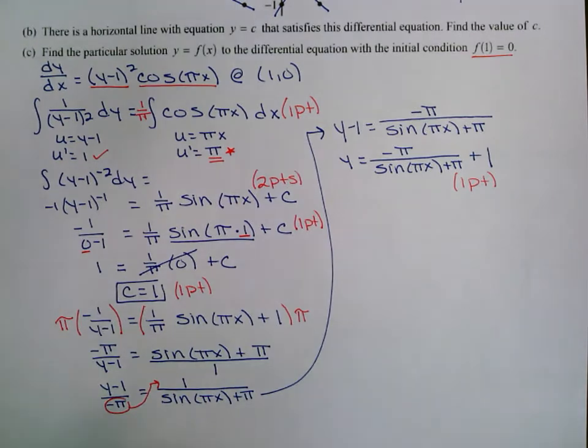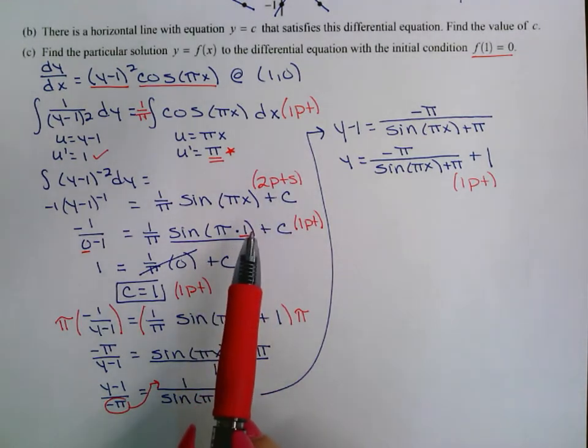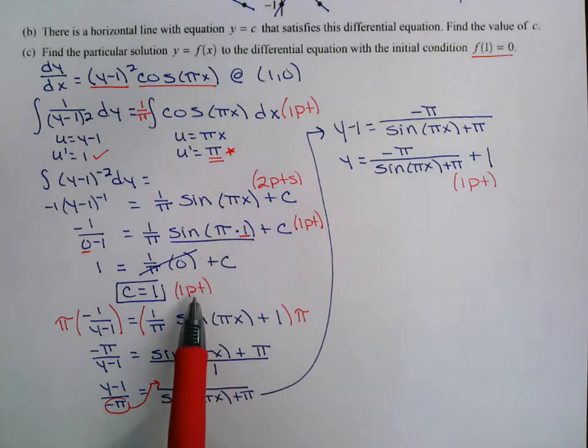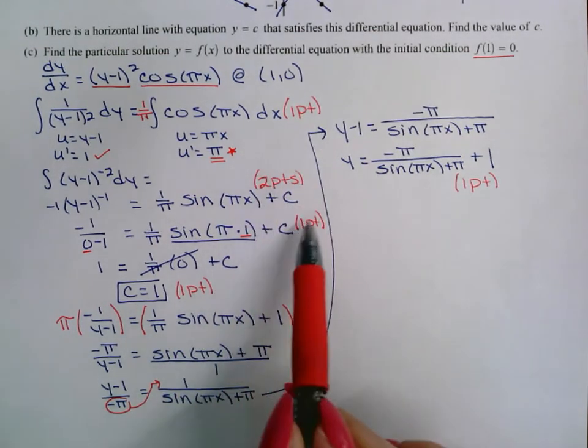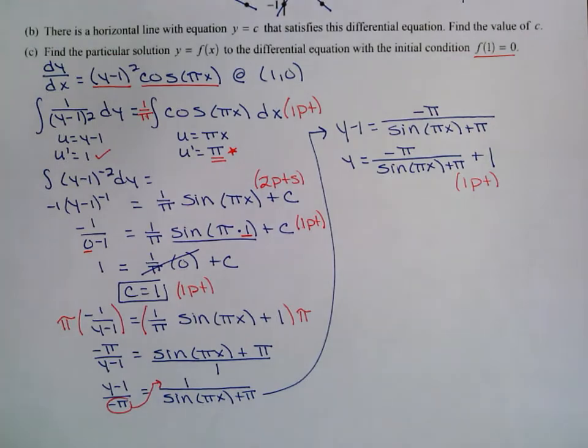I got the separation of variable. I have the 2 for the antiderivative. I have the constant. Oh, right here. 1, 2, 3, 4, 5, and 6.